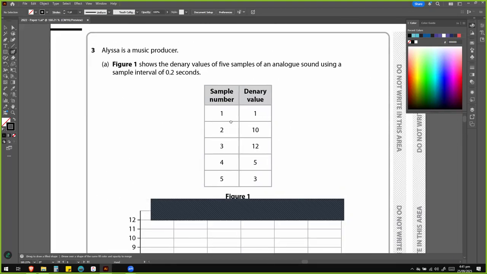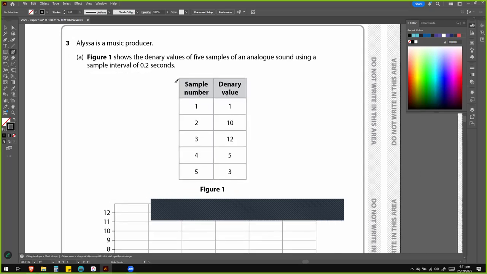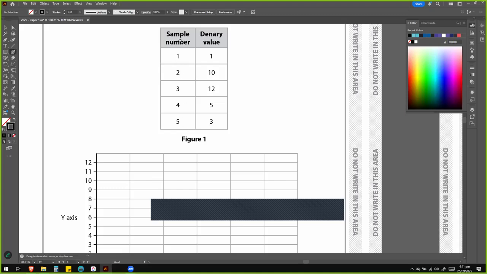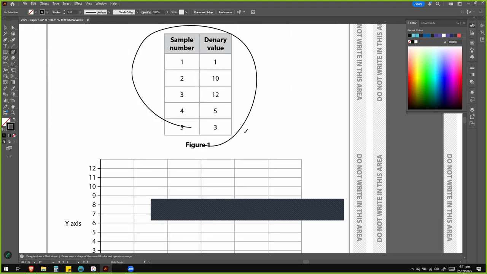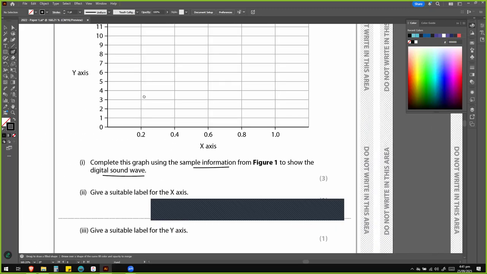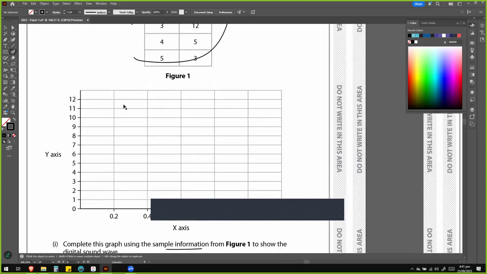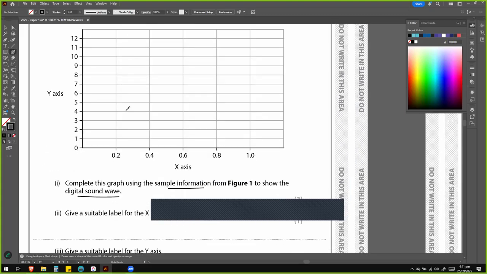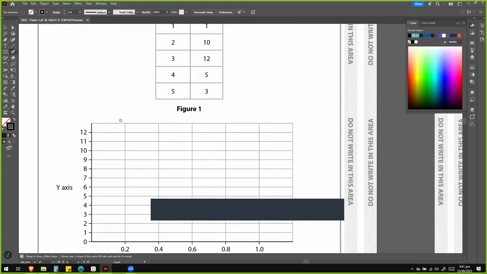Now that we have that understanding of what they mean by sample interval of 0.2 seconds, the first question is to complete this graph, part 1. Complete this graph using the sample information from figure 1. This is the sample information we have to show the digital sound wave. So we're going to take the analog data that we have here and convert that to a digital sound wave. So that is very, very simple.